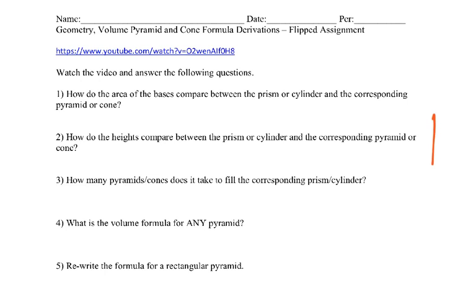Hi everybody. Today we're going to derive the volume formulas for a pyramid and a cone. And if you have not watched the video, you need to do that right now so that this will make sense.